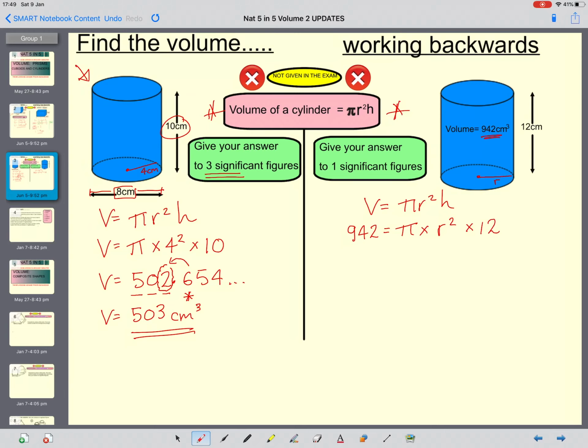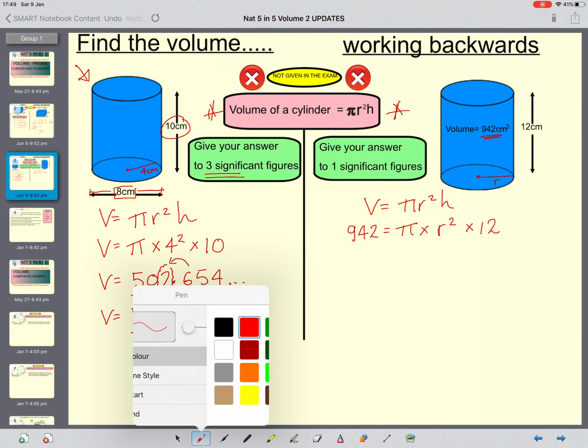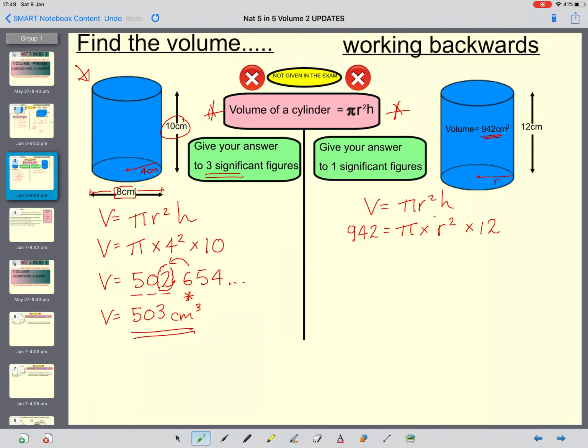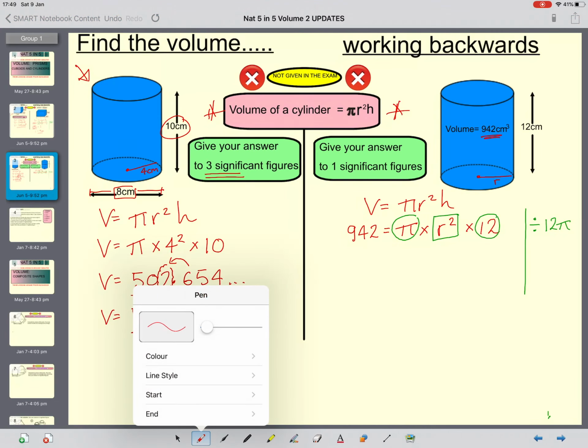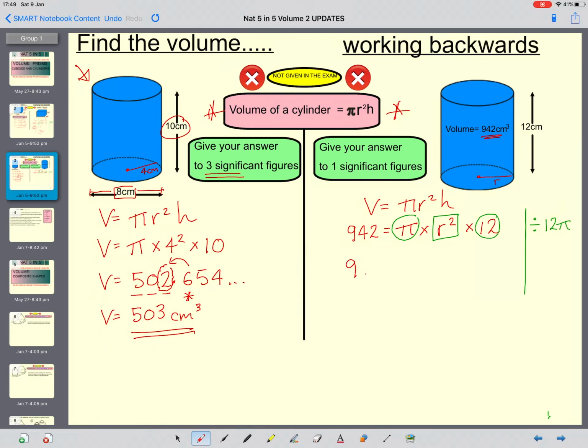Okay, so again, similarly, we're going to undo what has happened to this. So you want to get r, I'm going to just say r squared for the moment. You want to get r squared all by itself. What is happening to it? It has been multiplied by pi, and it's been multiplied by 12. So to undo multiply by pi and multiply by 12, you can divide by 12 pi on the other side. So what would happen is it would become 942 divided by 12 pi equals r squared.